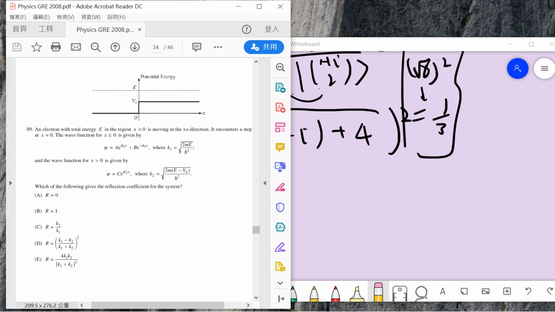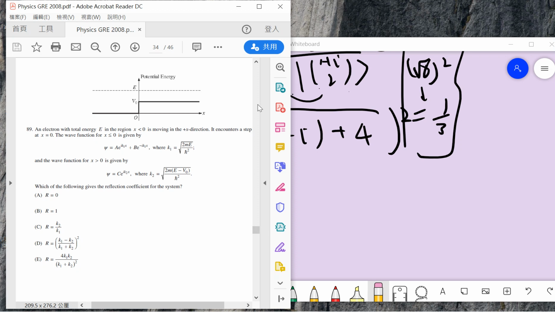89 is one where any textbook has this solution. Basically, you need to set up the differential equation for the Schrödinger equation and then match the boundary conditions.